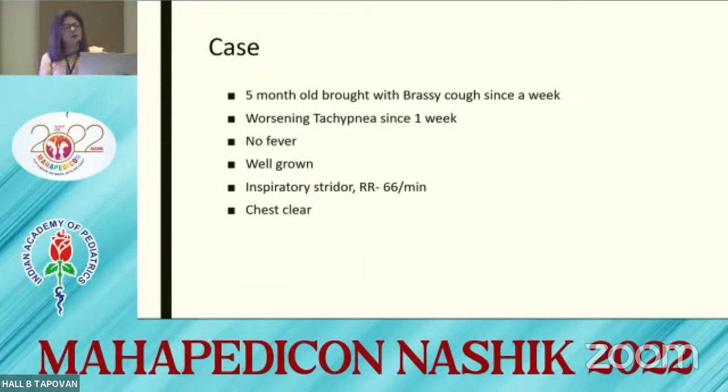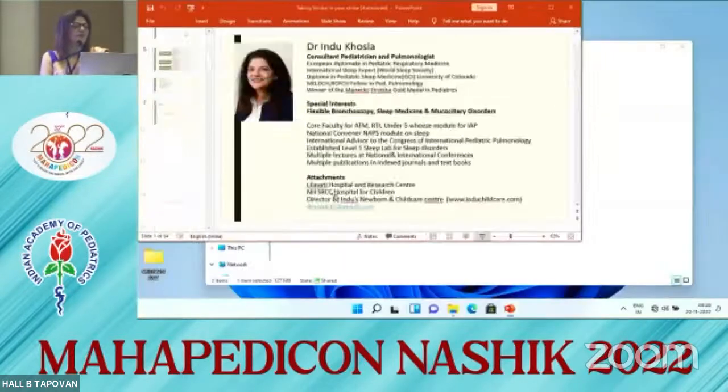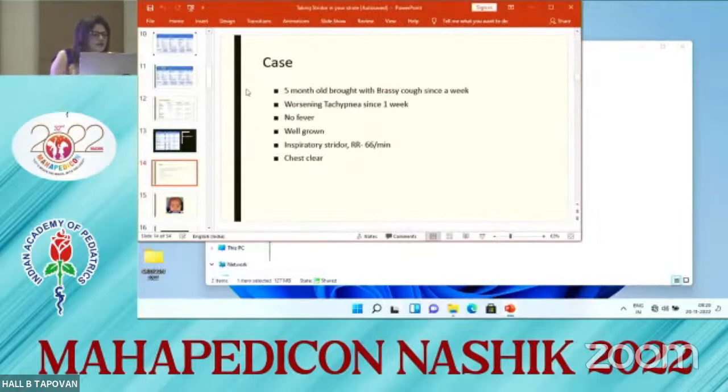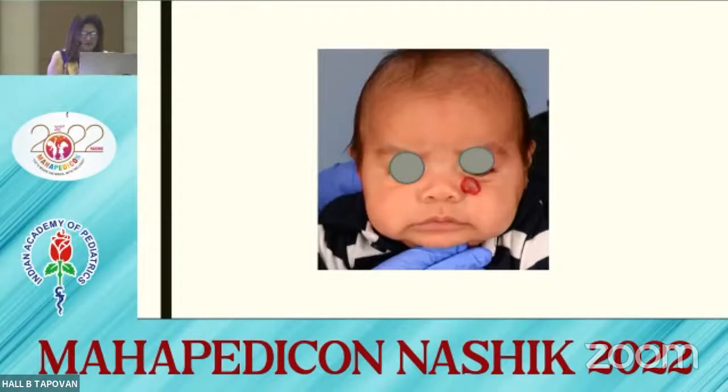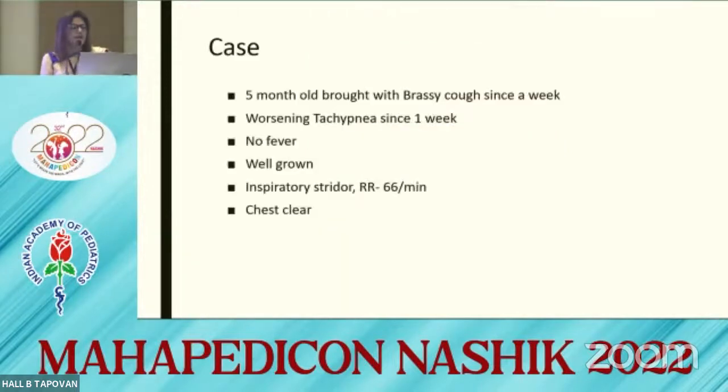This is a five-month-old, came with a brassy cough since 1 week. I remember this patient that came to me from Calcutta, and he had worsening tachypnea since 1 week. It was a healthy five-month-old, weighing almost 6.5 kg. No fever, well-grown, no cold cough, no sick contacts. And suddenly he became tachypneic, and he had an inspiratory stridor, had a respiratory rate of 66 per minute. And his chest was clear.